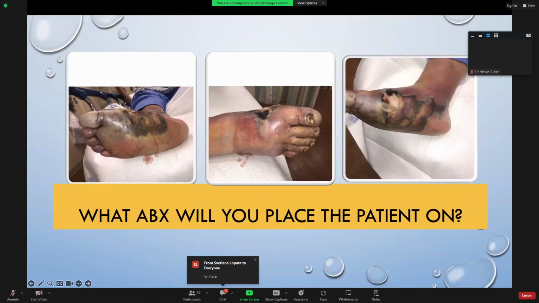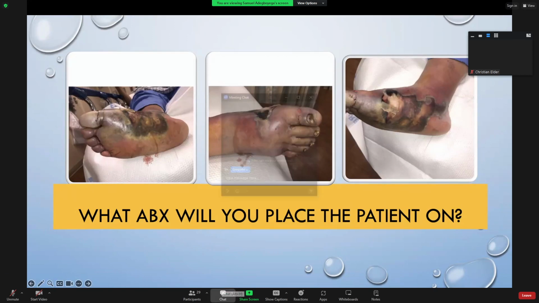If I tell you this patient is diabetic, and I say the patient has a moderate to severe infection, and I ask you what empiric antibiotics will you place the patient on, or what would you like to cover? Simple like that. Staph, strep, and anaerobes, gram negatives.